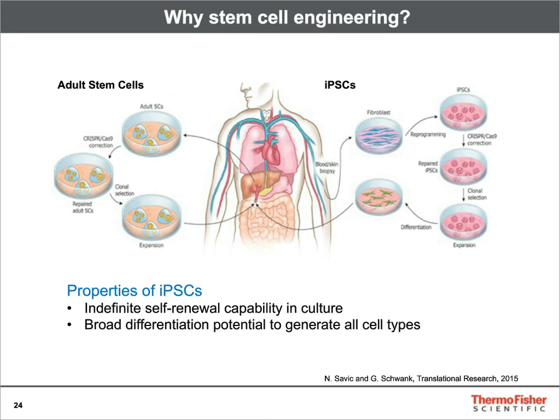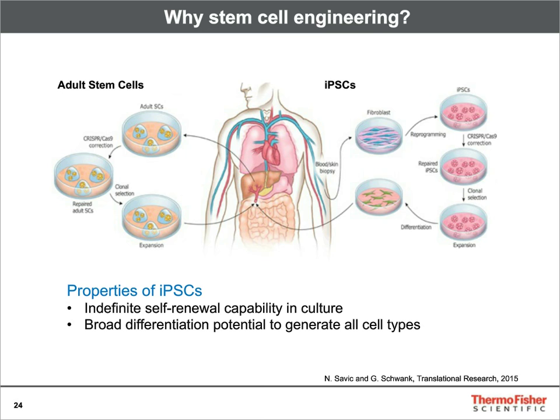You may ask, why stem cell engineering? Before I answer this question, let me briefly explain the stem cells. As you may know, there are two kinds of stem cells. The picture to your left is adult stem cells, which are derived from tissue or organs. Adult stem cells are limited in their differential potential, for example, the hematopoietic stem cell that can give rise to all the lineages of blood, such as T cell, B cell, NK cell, macrophages, etc.